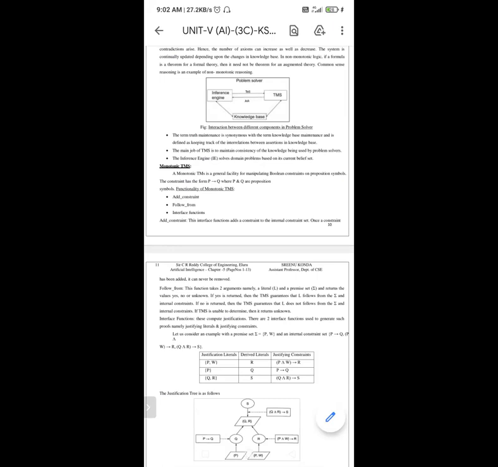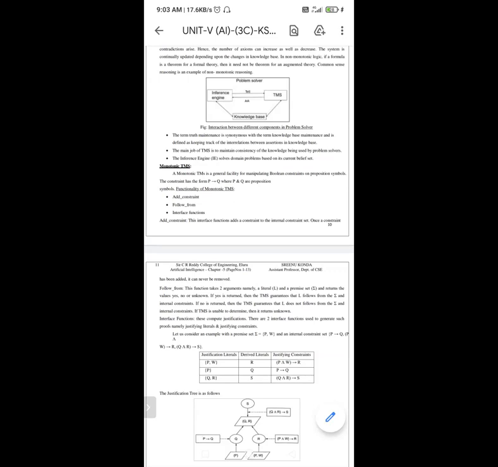Next one, interface functions. These interface functions are used to compute the justifications. In order to compute justifications, we're going to use interface functions. Here we have two interface functions that are used to generate proofs: justifying literals and justifying constraints. So these are the two interface functions we use for computing the justifications.